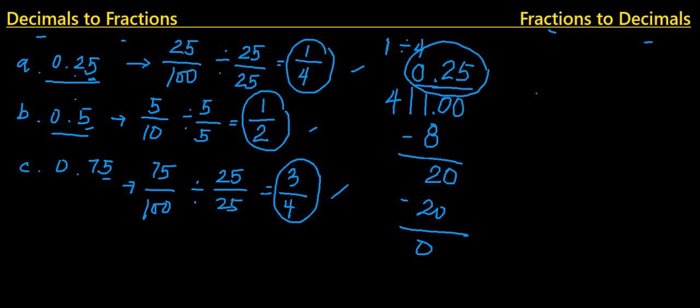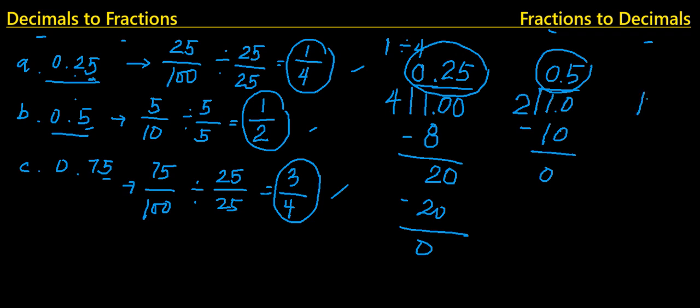Let's try 1/2. 1 divided by 2. So let's add a 0. 10 divided by 2 is 5. 5 times 2 is 10. 10 minus 10 is 0. So therefore, 1/2 is equivalent to 0.5.